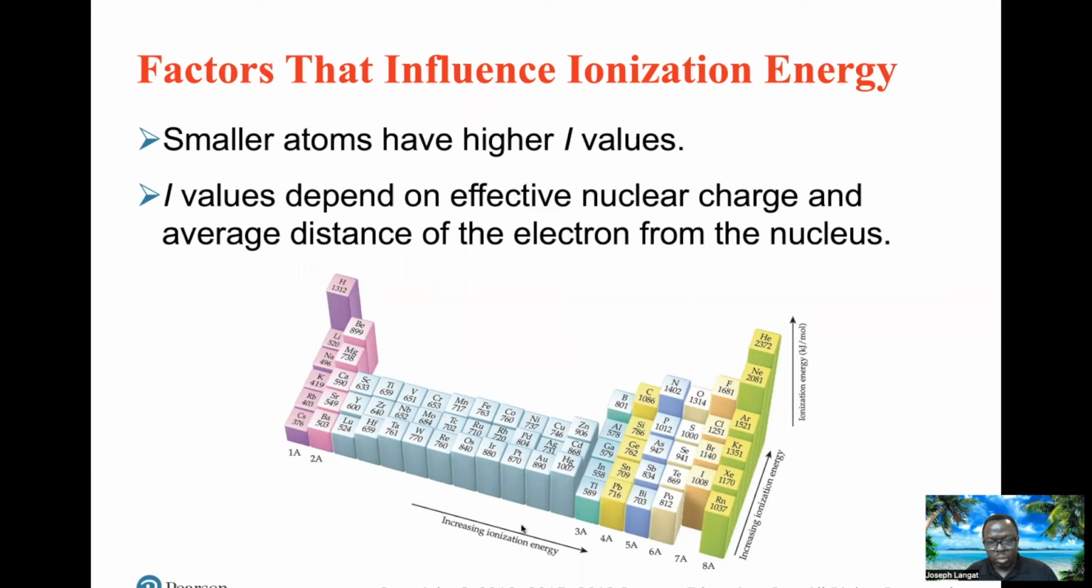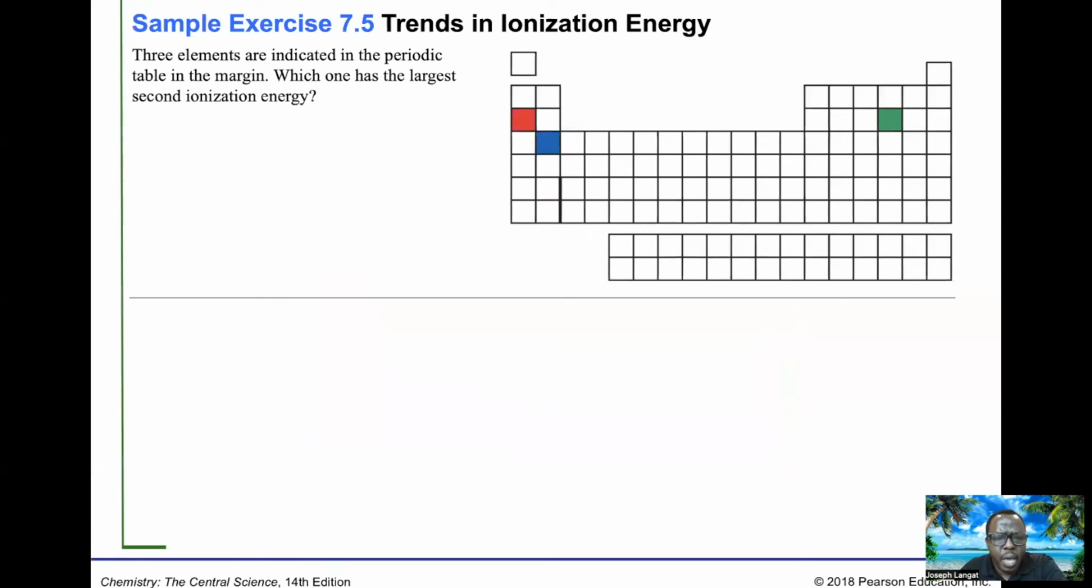It increases as you go from left to right, because the size of the radius gets smaller and smaller. It's going to be very difficult to remove that. Here is an example, exercise 7.3 in the text, trend in ionization energy. We have three elements, the red, the blue, and the green. The three elements are indicated in the periodic table in the margin. Which one has the largest second ionization energy?